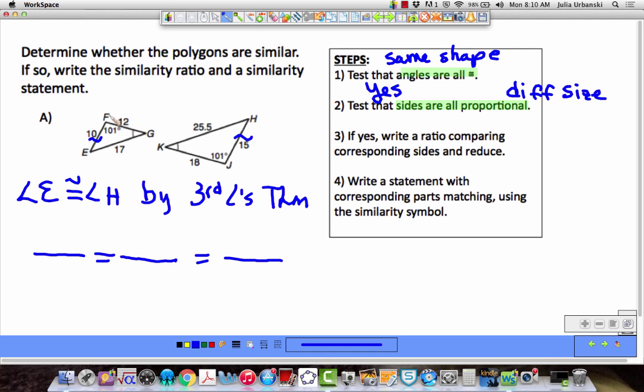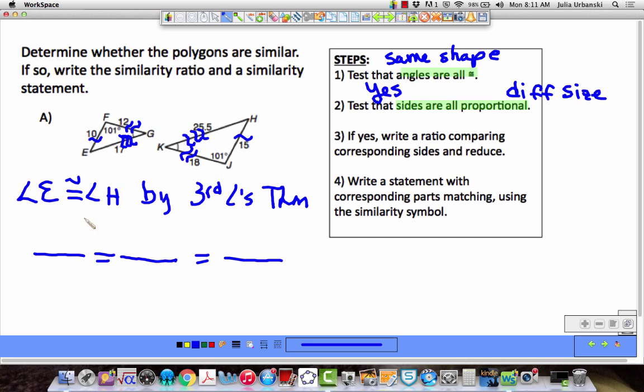Now let's mark them first. You go with the middle side. 12 is the middle side. It gets 2 marks. What one over here gets 2 marks? The 18, 2 marks. Those little similarity marks show which sides go together. They're not equal, though. And then the third side is 17. That's the biggest side. What goes with it over here? 25.5.